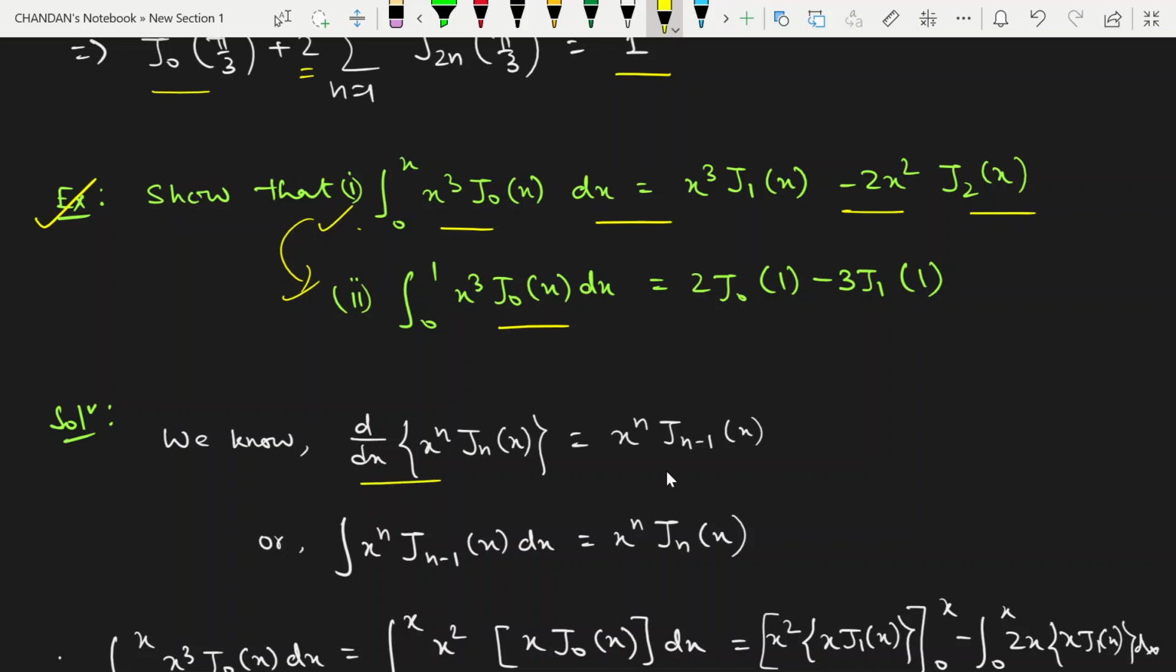So d/dx of this one is equal to this one, so we can write, obviously, integration of x to the power n J(n-1)(x) dx is equal to x to the power n Jn(x). So if we integrate this term, then we get this term, obviously: x to the power n Jn(x).